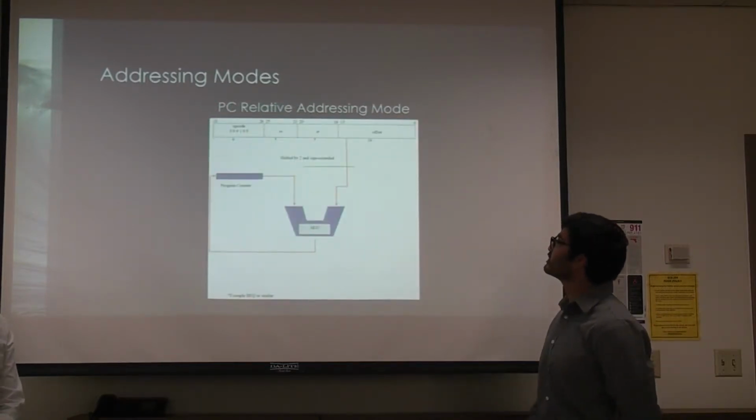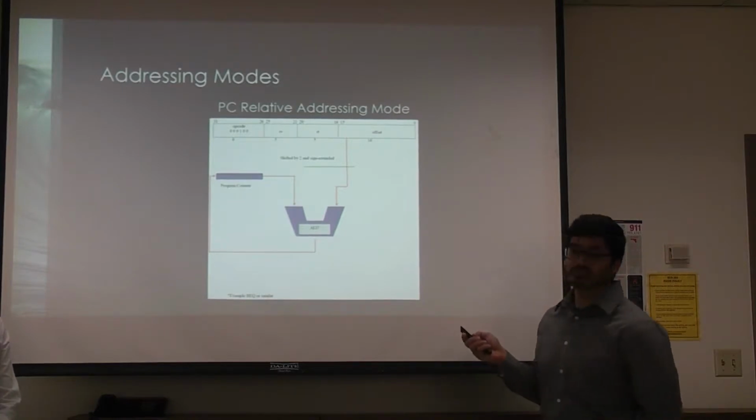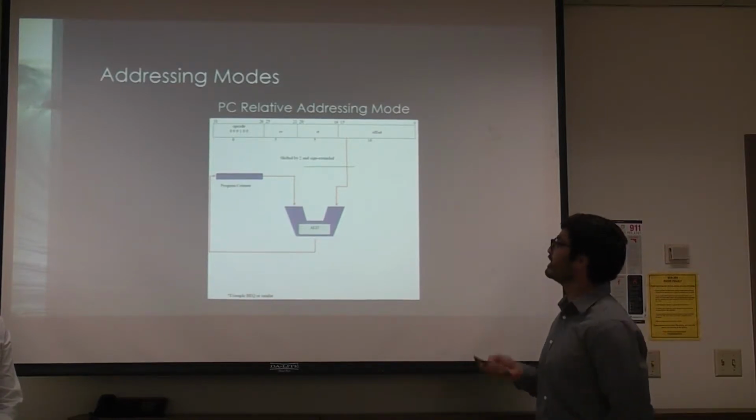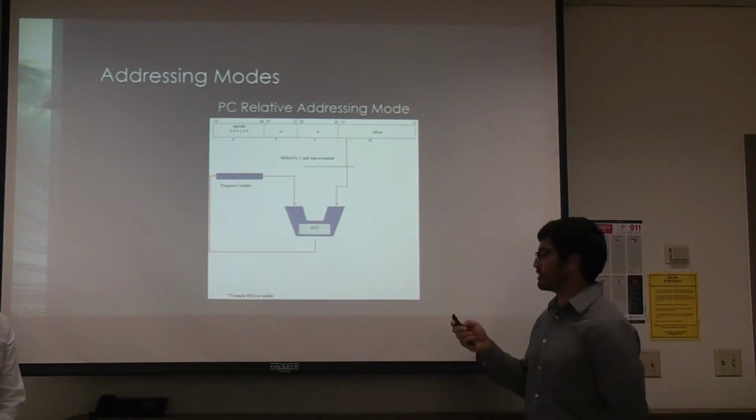Here we have PC relative addressing mode. This is used for a branch if equal or similar. You have the offset value going into the ALU and the PC counter. Those 2 combined will go straight back to the PC or program counter.